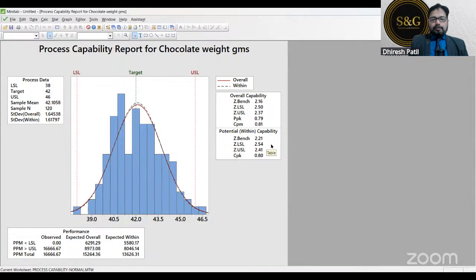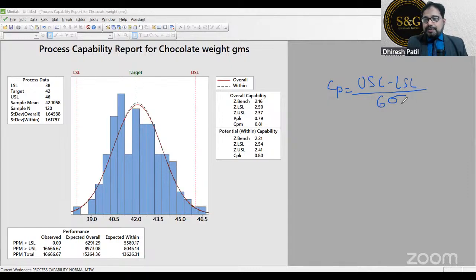या CP का फॉर्मूला क्या है? USL minus LSL divided by 6 times standard deviation. If you are taking CP, it will be 6 times standard deviation within. And if you take PP, it will be USL and LSL over 6 times standard deviation of overall.